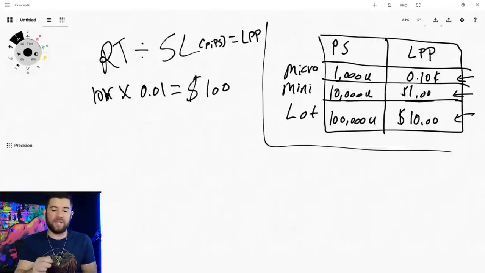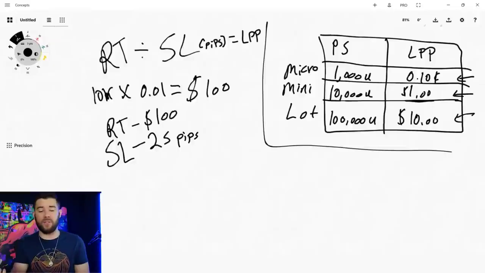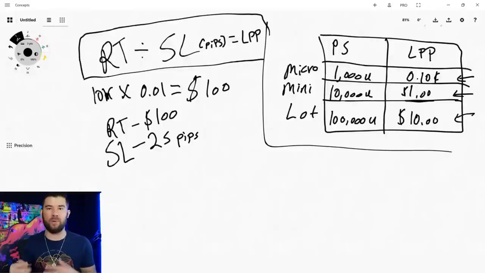And let's say for this specific trade, our stop loss is 25 pips. So our risk tolerance is $100 and our stop loss is 25 pips. Now, see if you can do the math really quickly, using this equation to figure out what our losses per pip can be in order for us to be risking $100 on a trade where we have a 25 pip stop loss.